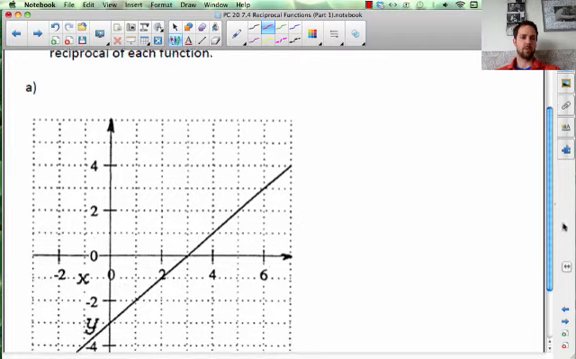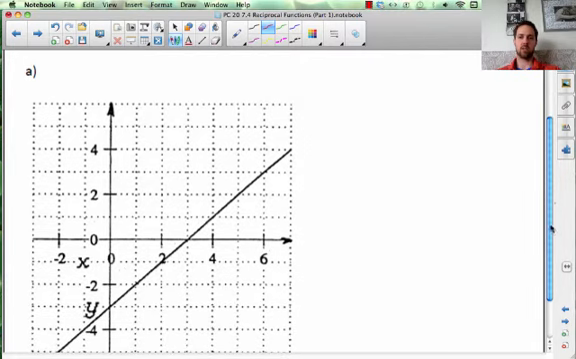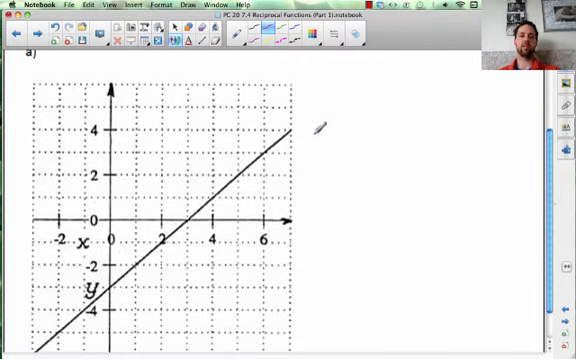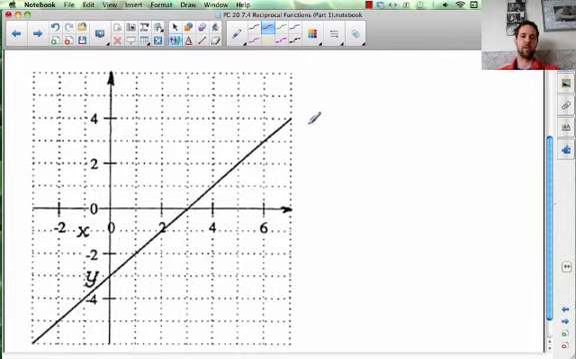Sketch the graph of the reciprocal of each function. So this, again, it's about finding the value of the y-coordinates and flipping it. The value of the y-coordinate here is 4, so it becomes 1/4. The value of the y-coordinate here is 3, so it becomes 1/3. The y-coordinate here is 2, so it becomes 1/2. The y-coordinate here is 1, so it stays 1. The y-coordinate here is 0, so it becomes a vertical asymptote.